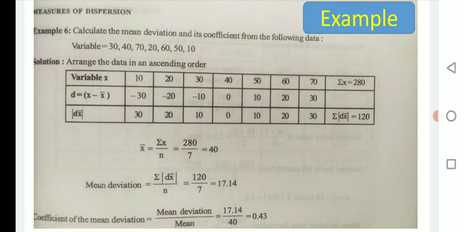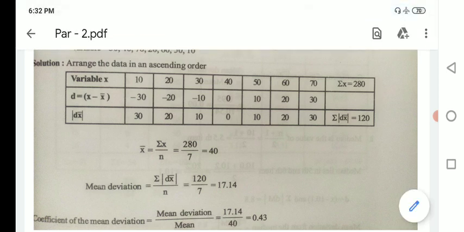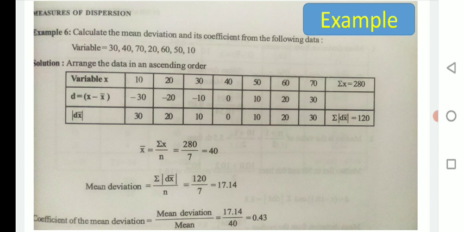Then in the third row you have to find out dx. The readings of the second row and third row are the same, except that in dx the negative signs or positive signs are eliminated. By putting the values in the formula given for mean deviation, we can find the mean deviation. In a similar way we can find the coefficient of mean deviation. So for this problem the mean deviation is 120 upon 7, and its final value is 17.14. Similarly, the coefficient of mean deviation for this problem is 0.43.